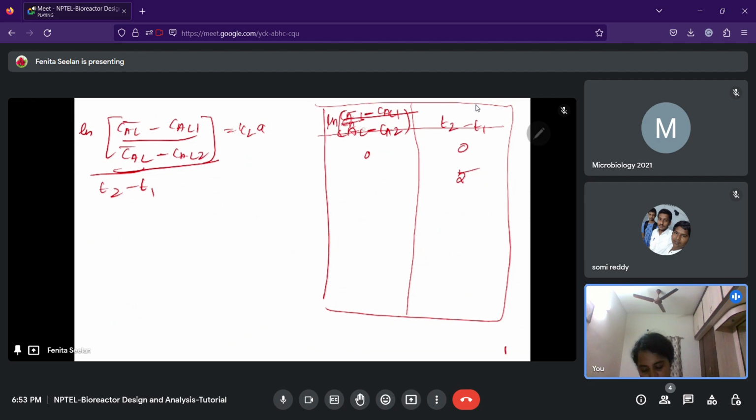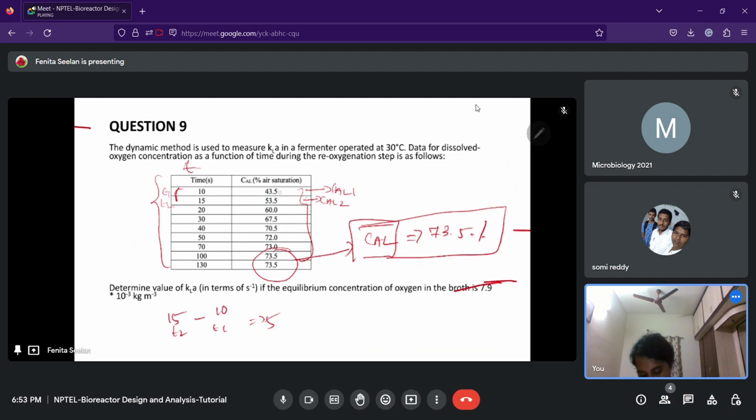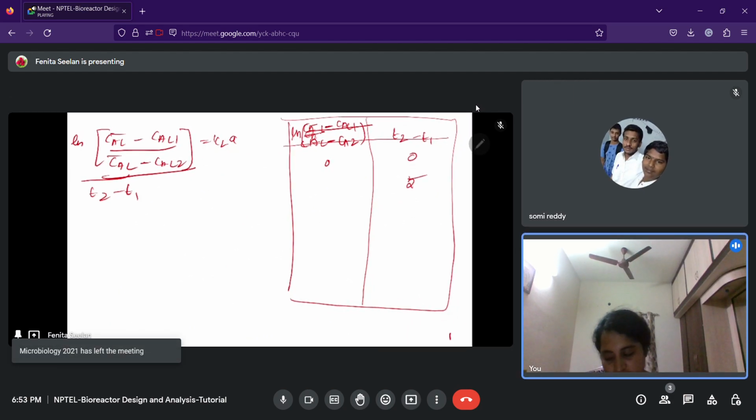For the same time interval, calculate this value. This is CL1, this is CL2. ln of (73.5 minus CL1, 43.5) divided by (73.5 minus 53.5). If we do this, we will get a value which we can fill in this tabular column. The same way you have to repeat. You find the values and then plot a graph. From the slope of the graph, you will be able to find the value of KLa.